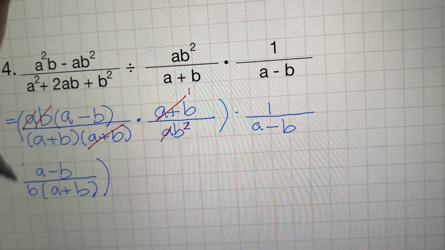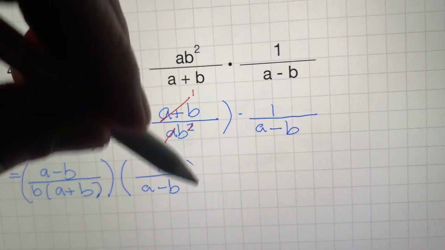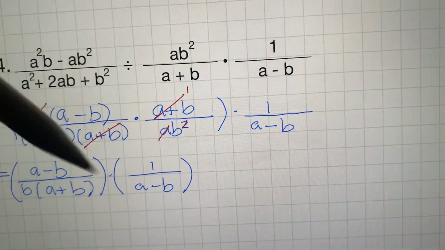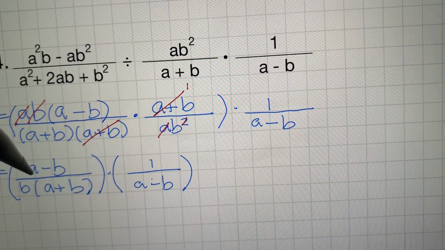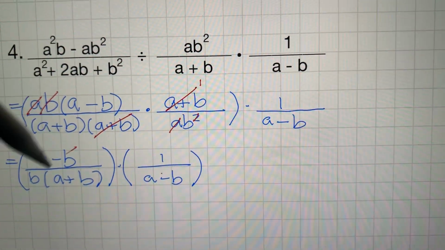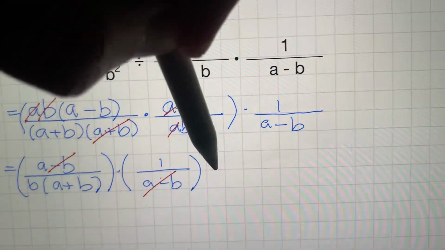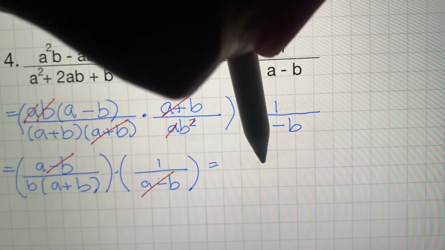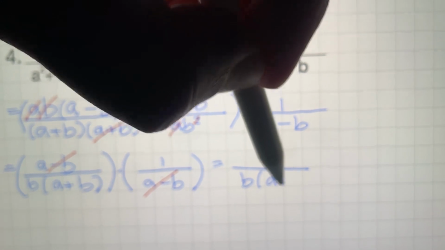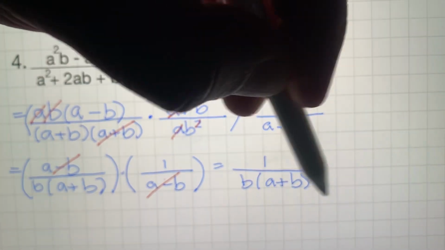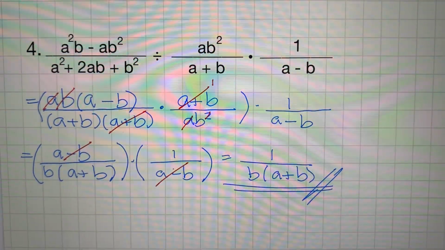Now, this expression I must multiply by 1 over a minus b. But if I am going to multiply that, notice that my a minus b here and my a minus b at the top, they cancel out. And so my final answer will be 1 over b times a plus b. And that is my final answer.